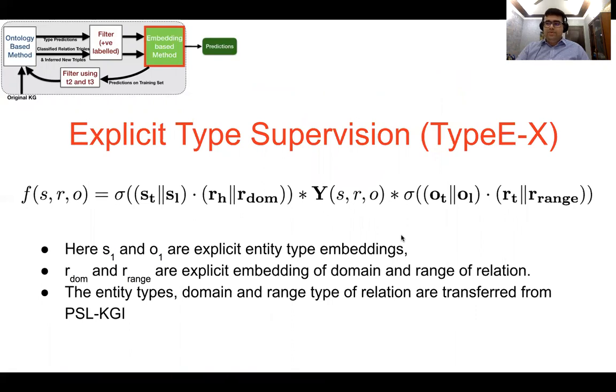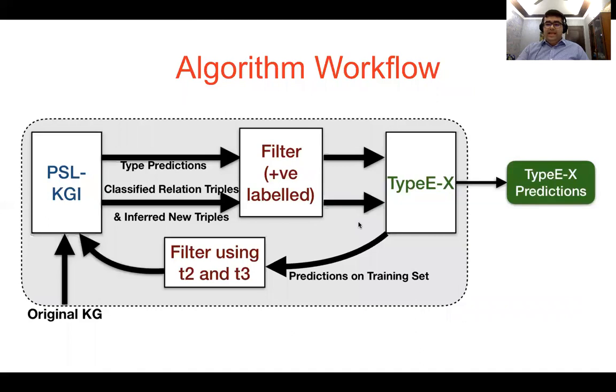In our approach, we introduce explicit type supervision by concatenating the implicit type embeddings with the embeddings of explicit entity types and domain and range types of relations, which are transferred from the ontology system. So, to reiterate, this is what our system looks like. PSL-KGI is our ontology-based system. The X in Type-EX could be ComplEx, ConvE, or any other such embedding method.